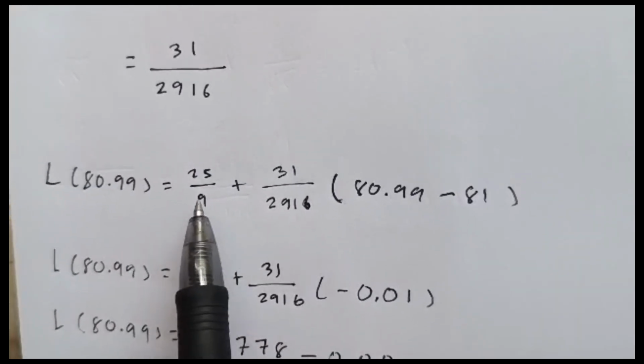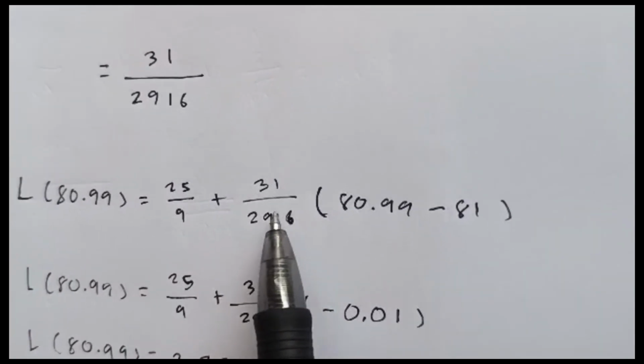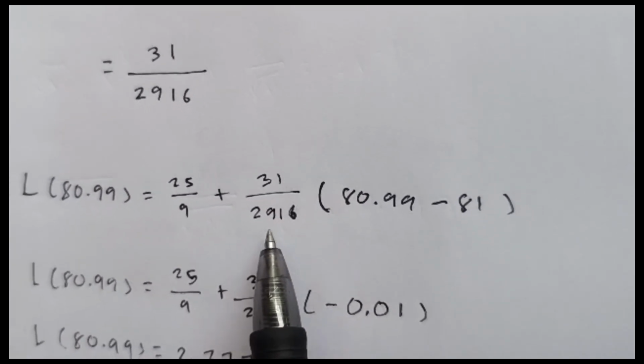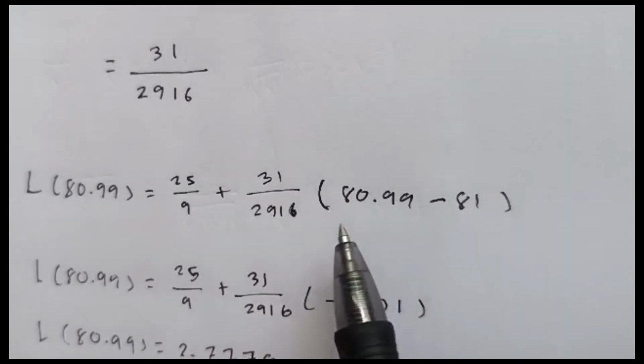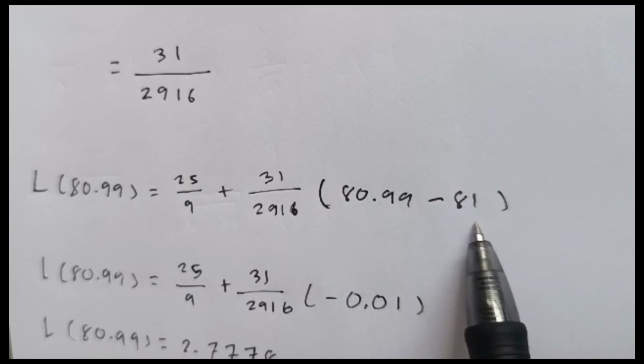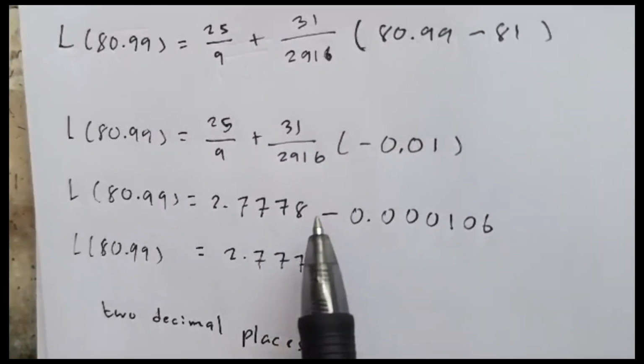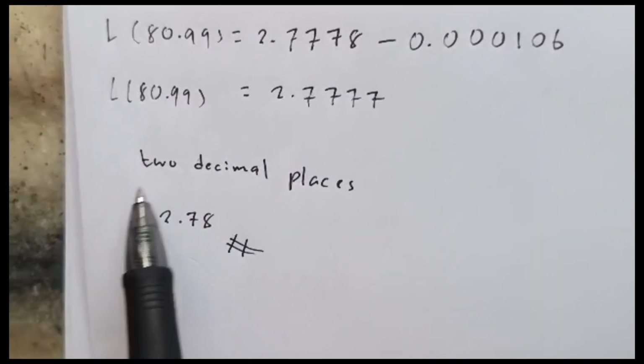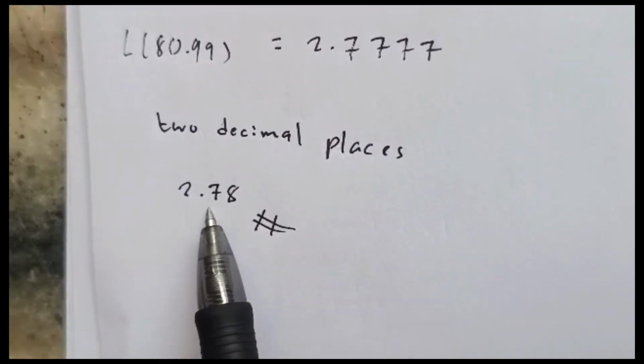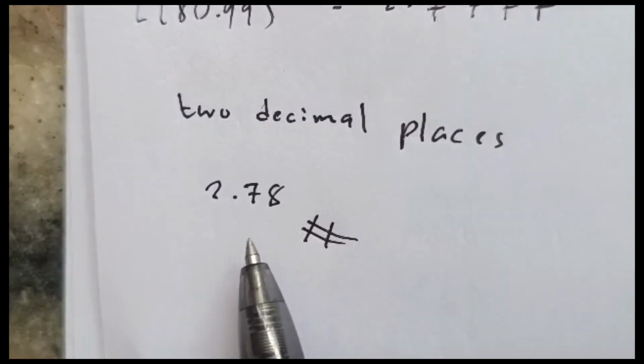After that, we will use the formula. L(80.99) equals 25 over 9 plus 31 over 2916 times (80.99 minus 81), and then we will calculate it, and then to 2 decimal places, this is the final answer, 2.78.